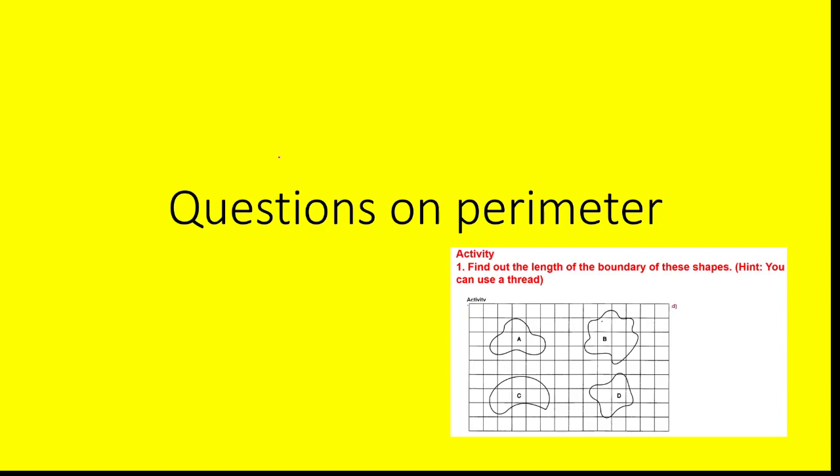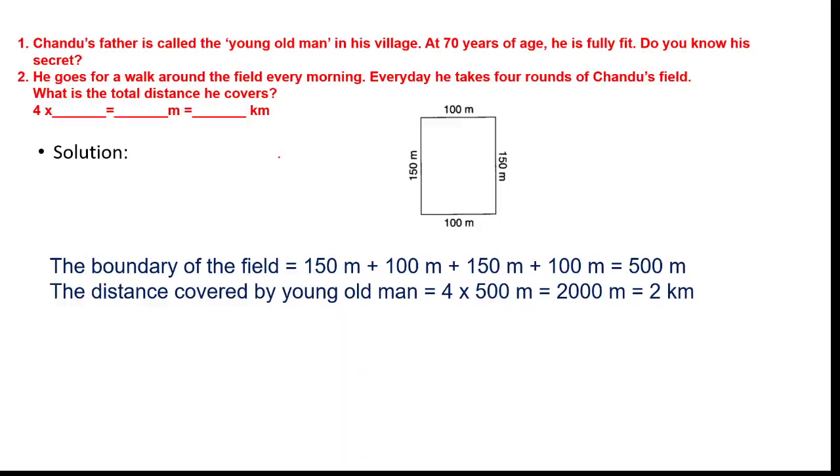Hello children. Today we will do questions based on perimeter and also we will do an activity based on perimeter. Let's start. Look here children, our first question is: Chandu's father is called the young old man in his village.